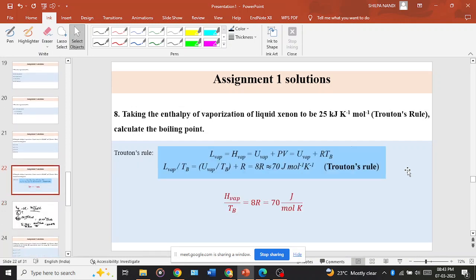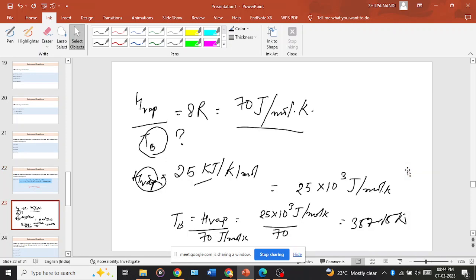So we tried to also solve this. In terms of Trouton's rule, enthalpy of vaporization by boiling point is equal to 8R, that is 70 joule per mole per Kelvin. If you are able to recall this equation, you may simply put the value of the enthalpy of vaporization, that is 25 kilojoule per Kelvin per mole, and your boiling point will easily be calculated.